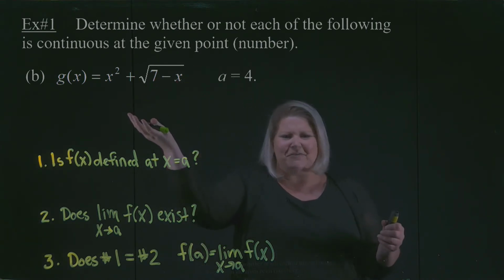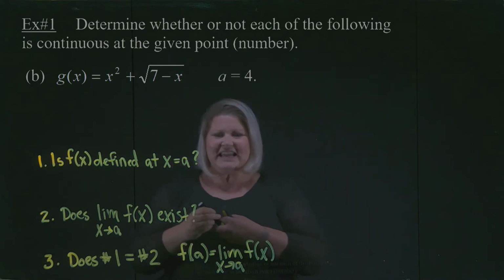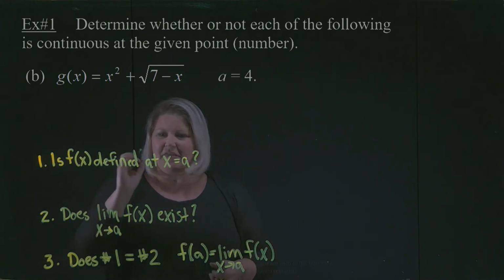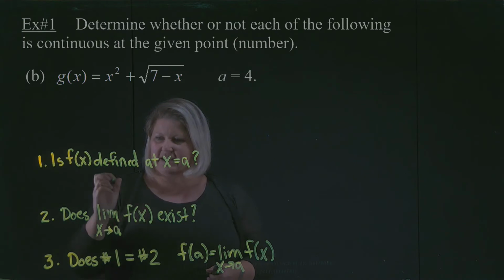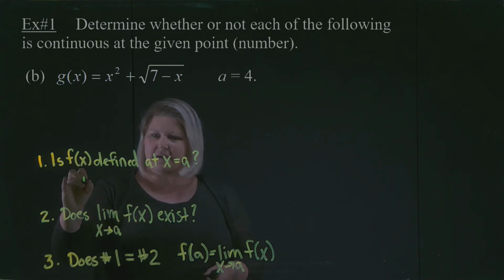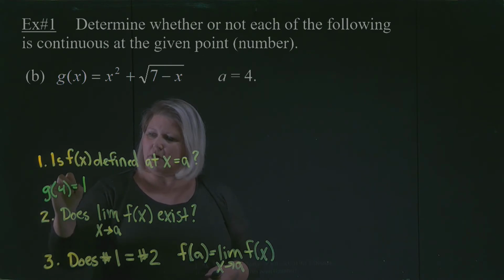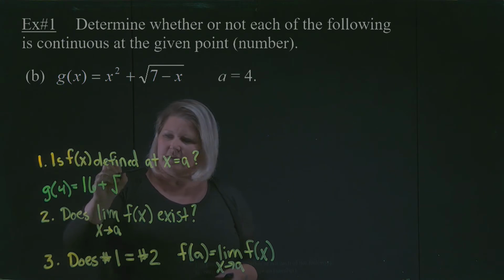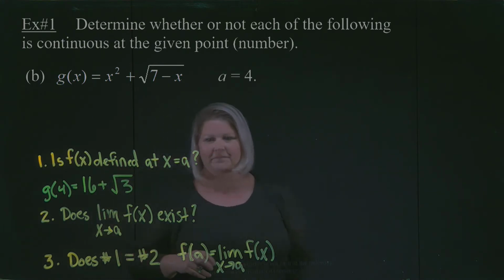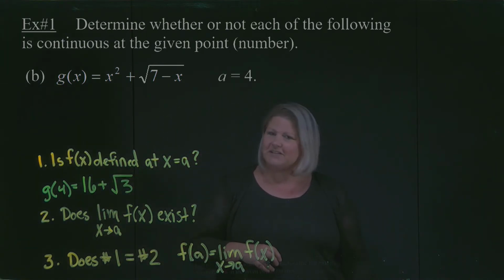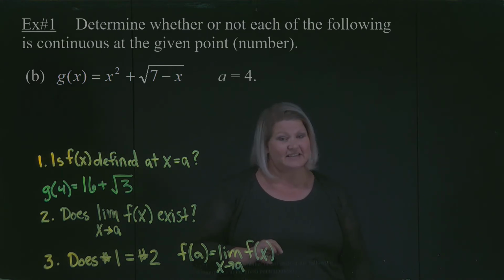Okay, yeah, it doesn't give me anything that's undefined. It is defined, right? This is very clearly going to give me a value. So I'm going to end up with g of 4 is equal to 16 plus the square root of 3. All right, now it's time to look to see if the limit of f of x exists.